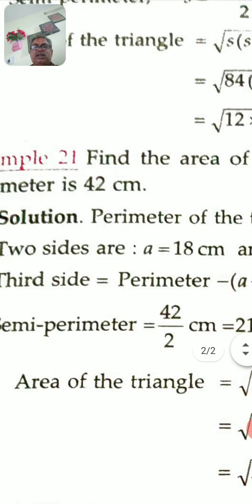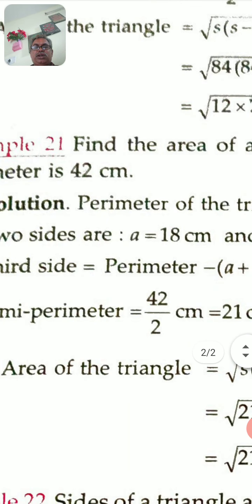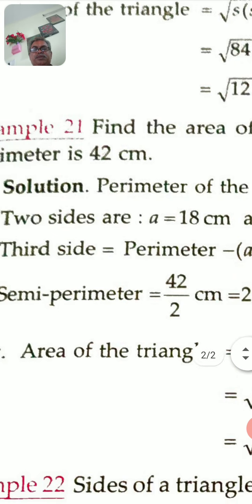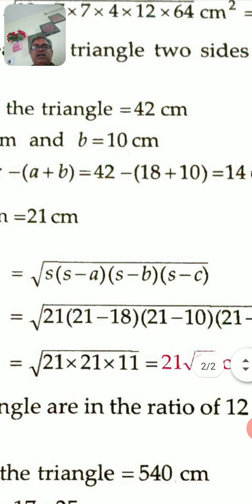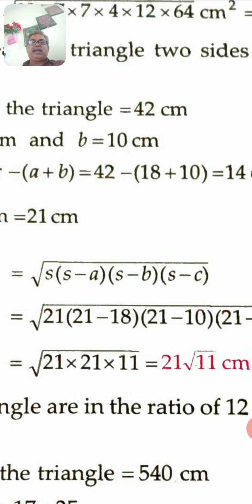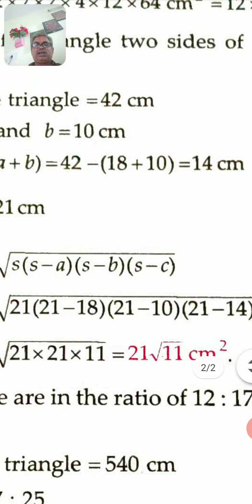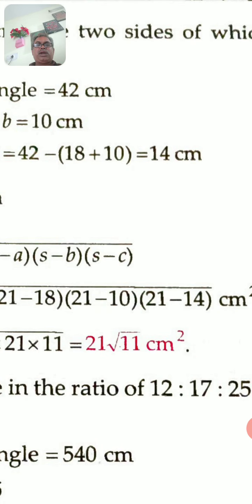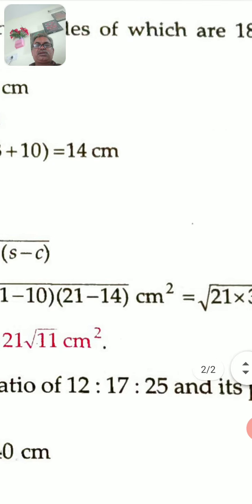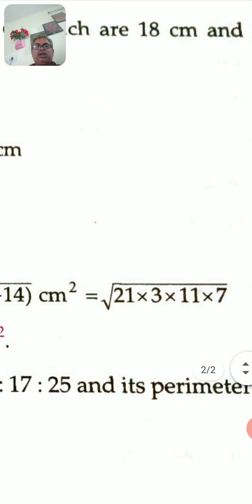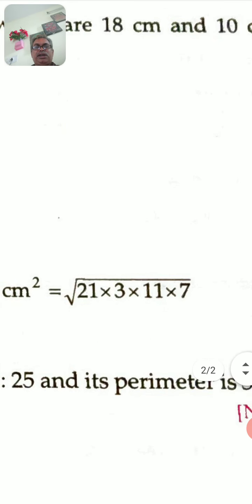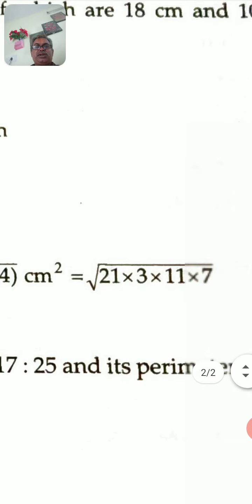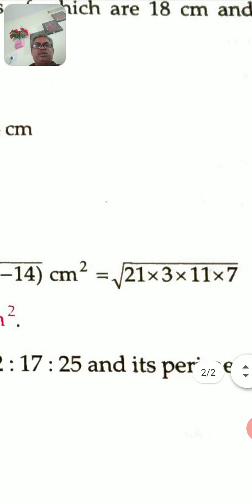So after getting the third side, you go for the semi-perimeter. 42 upon 2 is equal to 21. So the area of the triangle is equal to, write the formula, root of S into (S minus A), (S minus B), and (S minus C). Then 21 into (21 minus 18), (21 minus 10), and for the third side we recently got, (21 minus 14) centimeter square. If you subtract this, 21 into 3, because 21 minus 18 means 3, then 21 minus 10 means 11, and then 21 minus 14 means 7.